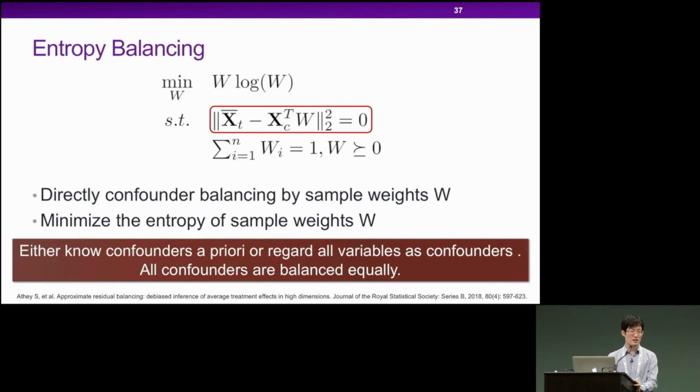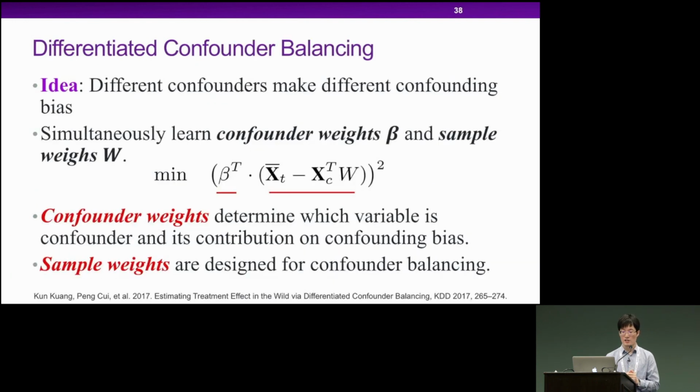So here we propose differentiated confounder balancing. The idea is that different confounders make different confounding bias. So here we propose a new balancing loss. This part is the traditional balancing loss, right? But here we impose a beta.